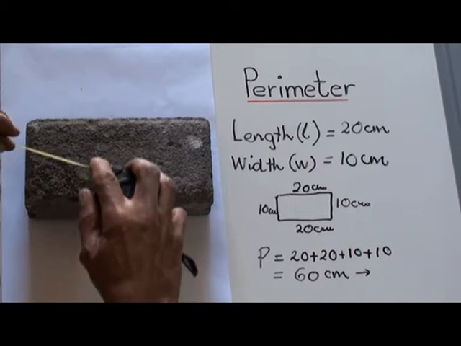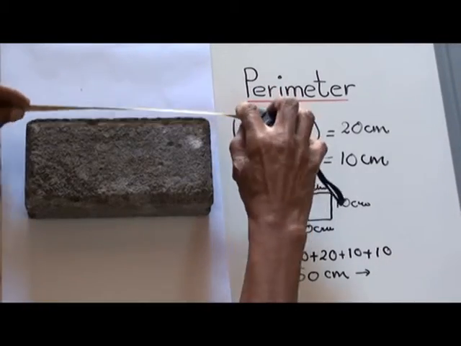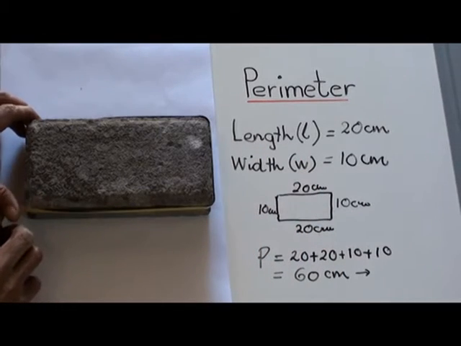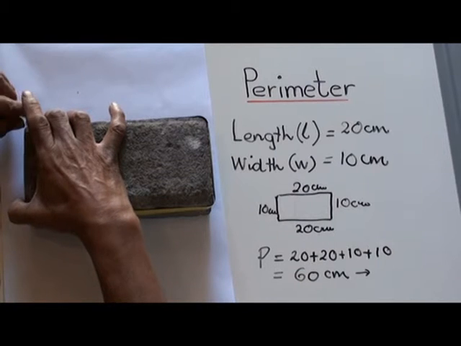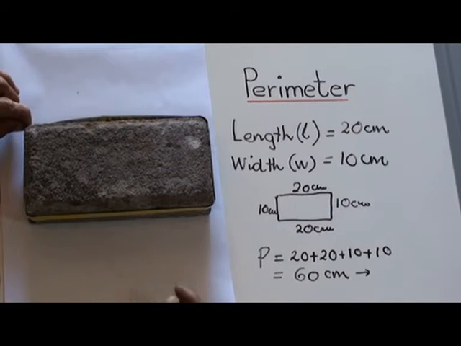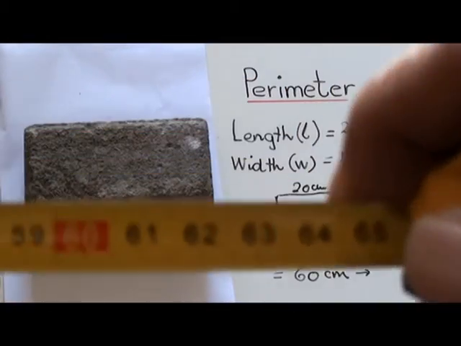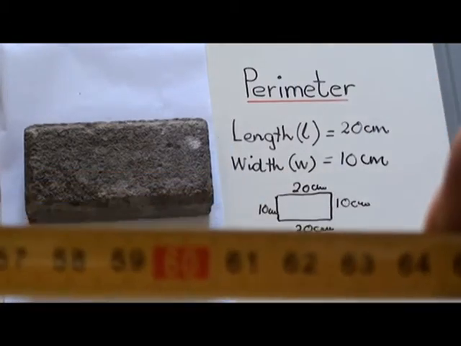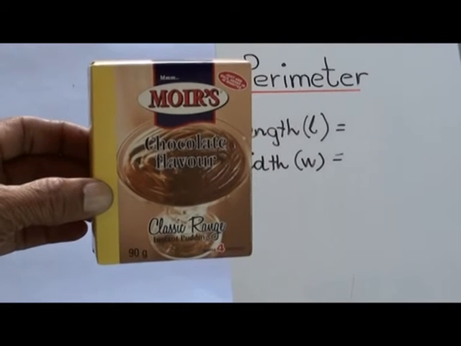This is a rough check. I'm putting my ruler like this. I can go this way, round, round, and then that is the perimeter. Let us see. 60. So that is equal to 60. Let us measure another shape.